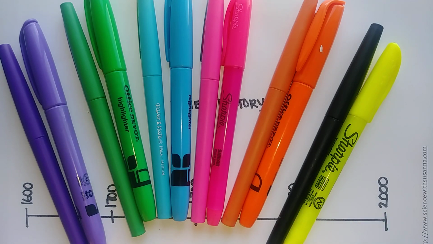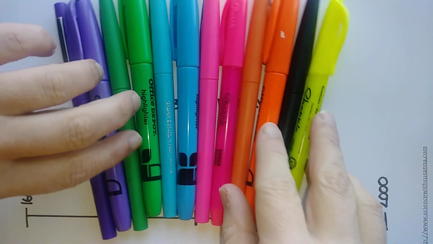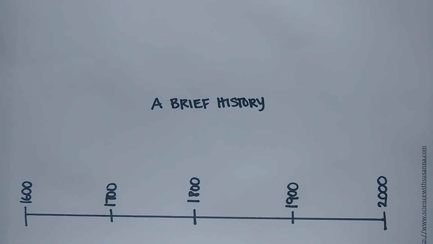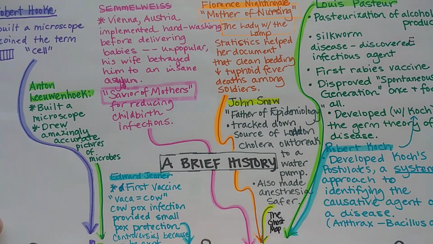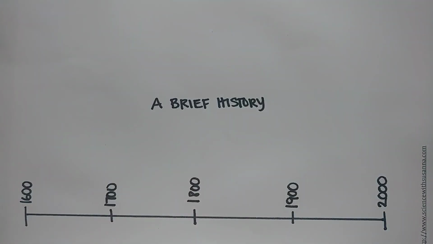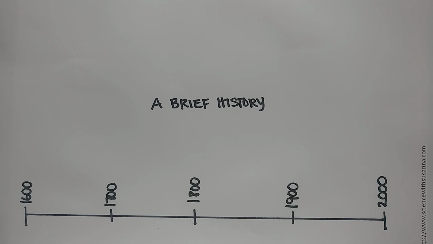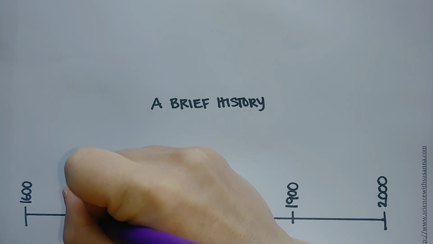And we're going to color code all of these different scientists that have been working hard over the centuries to help us learn about micro. And when we're done, our page is going to look something like this. So, without further ado, here we go. Let's start with Robert Hooke in the 1660s. So on your timeline, make a little line right here.